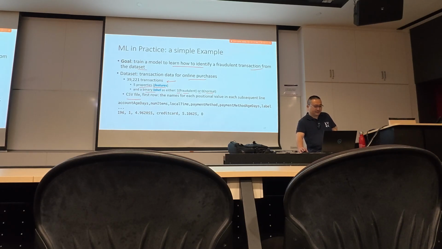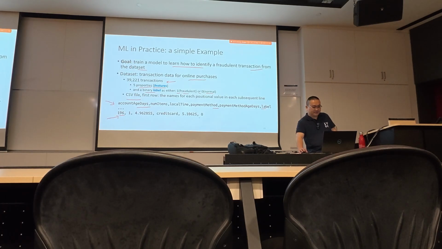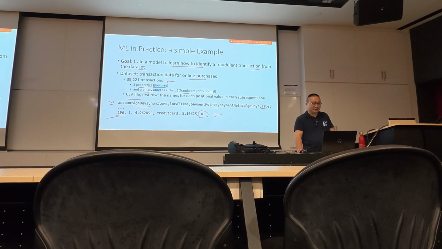Now here is an example of the CSV file. You can see that in the first row, you have the name of each feature. And then we have an example of a record. For example, the account age days is almost 200 days, and the label is 0. So it means that this record is a normal transaction. Now what we want to do is train a model on the training dataset, such that given a new transaction, we can predict whether it is a normal transaction or a fraudulent transaction.